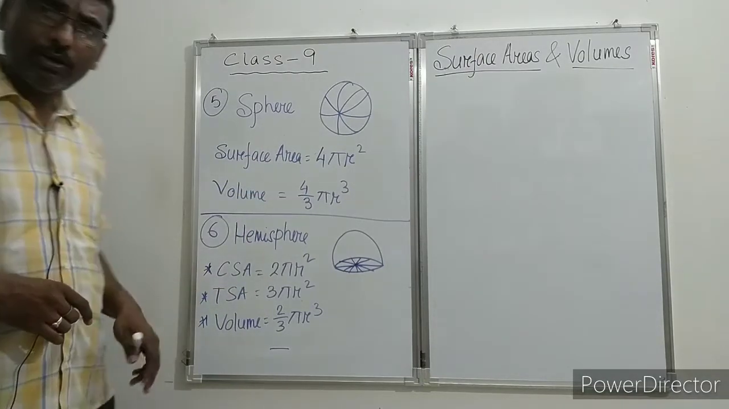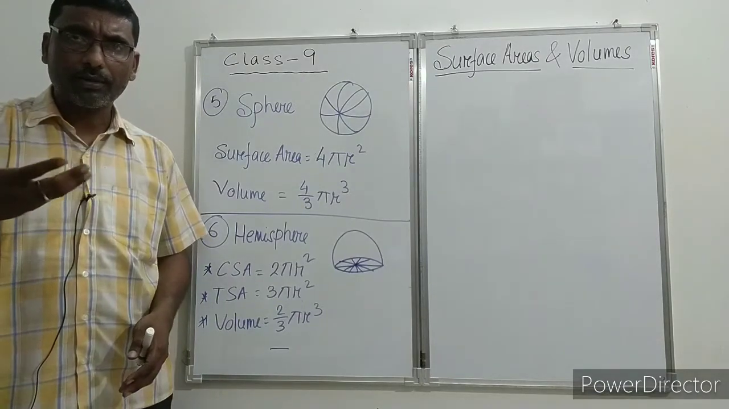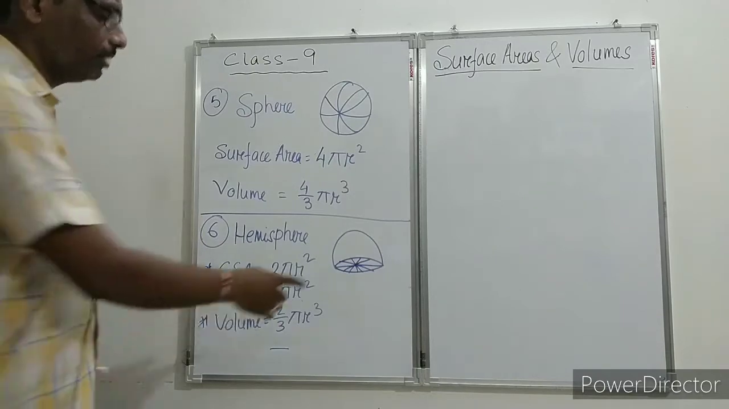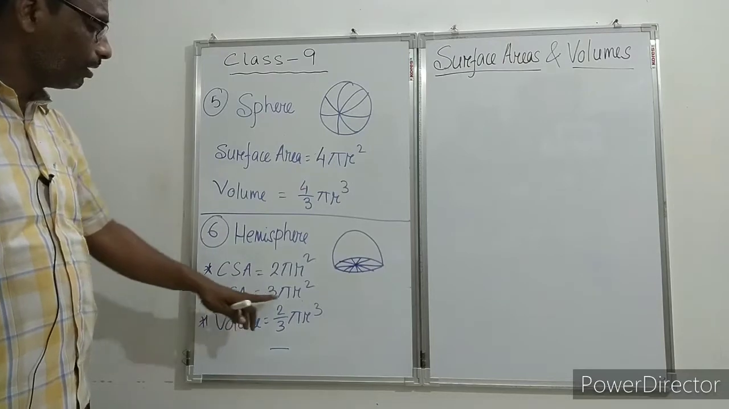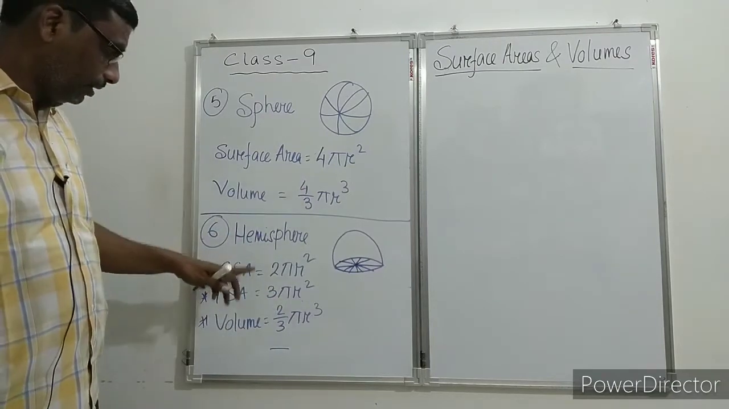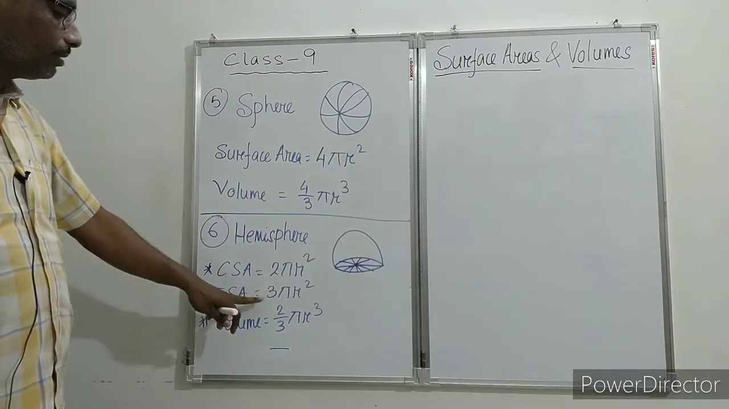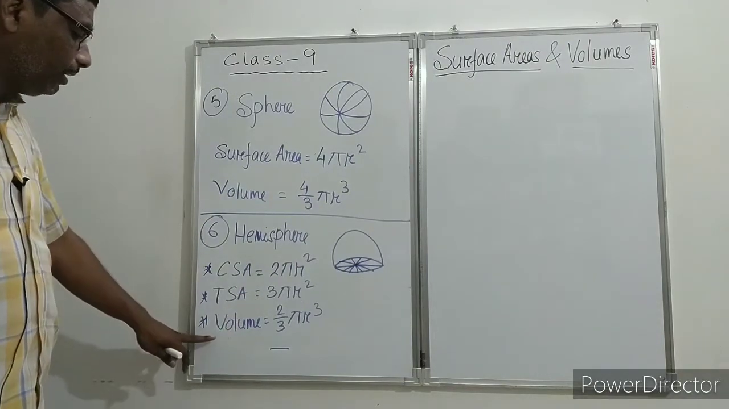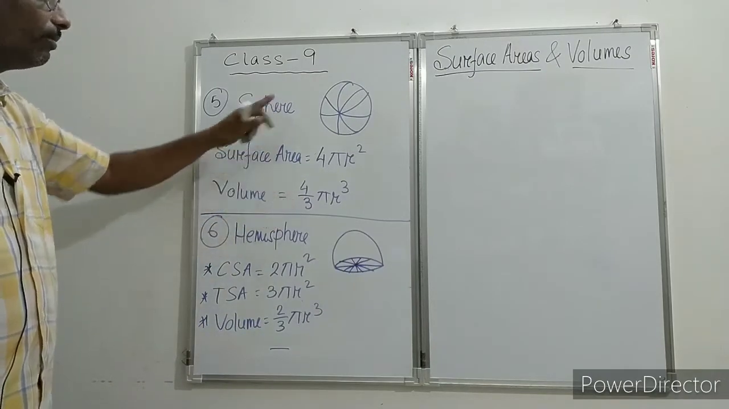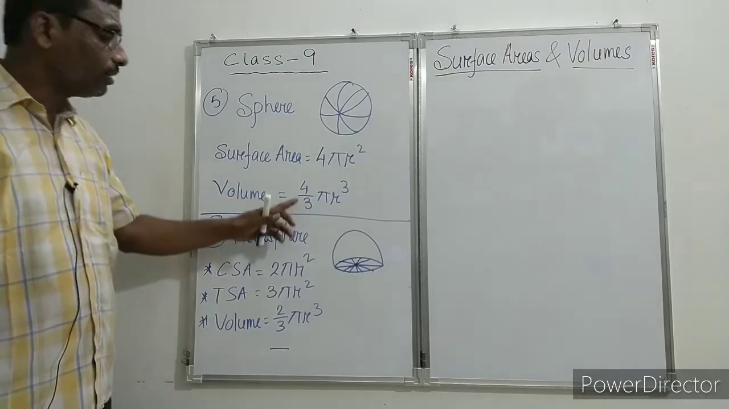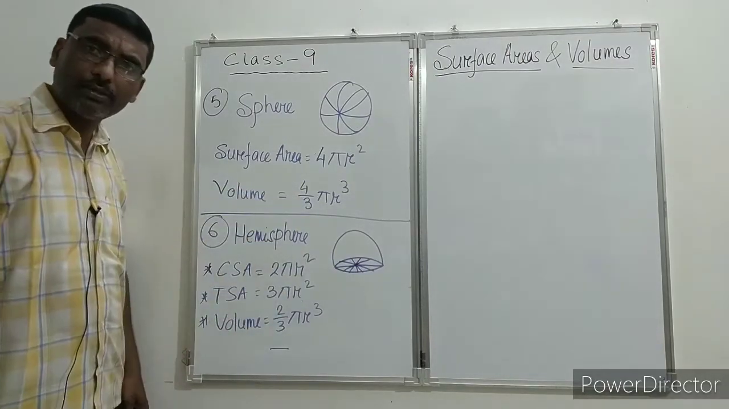Then comes total, because when cut from the middle, a circular portion is left at the bottom of the hemisphere. So that's why total surface area will become 3 pi r square. That means curved surface area 2 pi r square plus 1 pi r square for the circular base. So that's why 3 pi r square. And then at last the volume. This volume also will be half of the volume of the sphere. Here it was 4 by 3, so half of it will become 2 by 3 pi r cube.